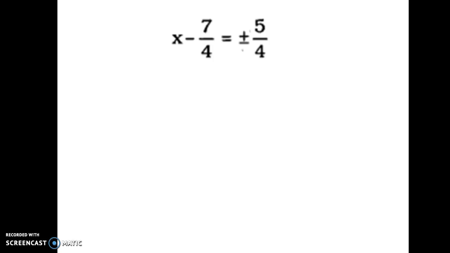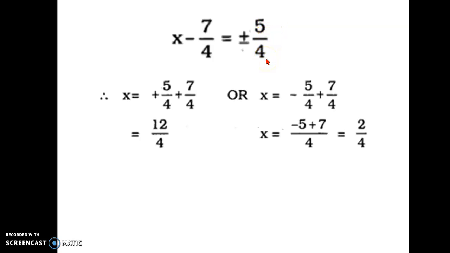Okay, so while removing the square root, it can be anything. It can be plus or minus. You should specify that. So plus or minus 5 by 4. For each value you should find out. First we are going to find out with plus. If it is plus 5 by 4, what will happen?